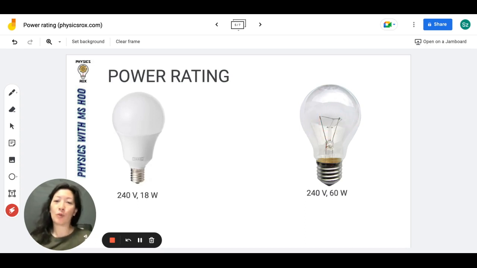So nowadays, we don't like to use these kind of light bulbs. In fact, I think they have been banned in several countries. And the reason for this is because these kind of light bulbs are not very efficient.